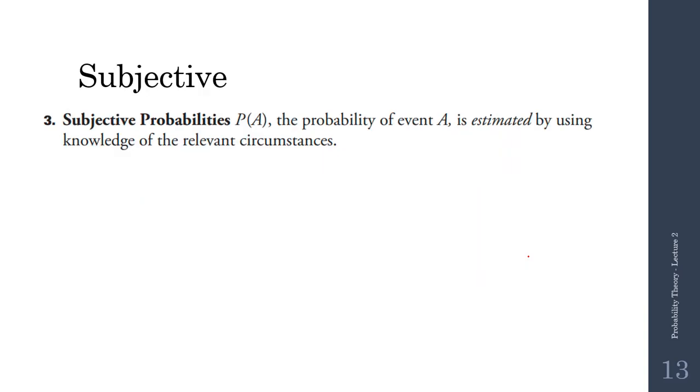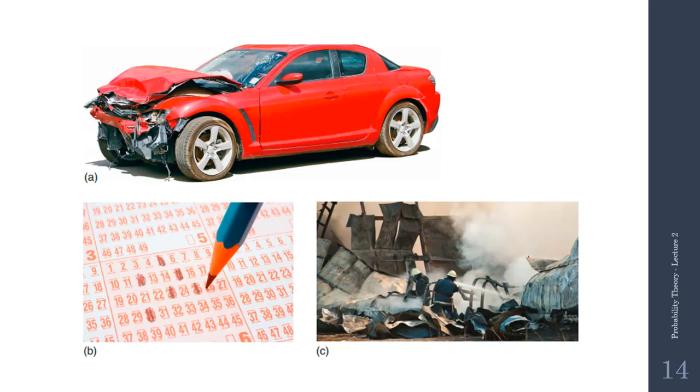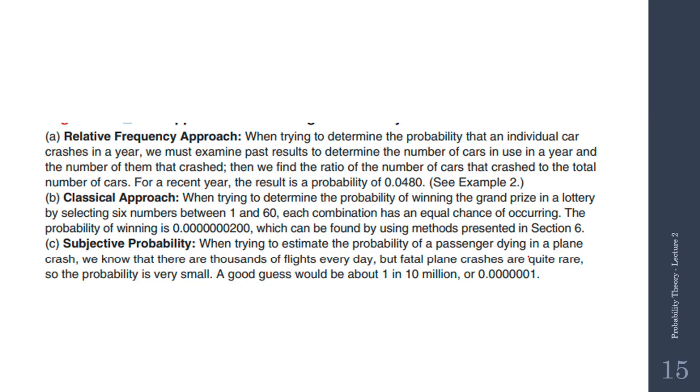Subjective probabilities: the probability of event A is estimated by using knowledge of the relevant circumstances. It's subjective. And here are the examples. First of all, the relative frequency approximation of a car crashing in a city, and they're choosing numbers here. And the C is like a subjective probability.